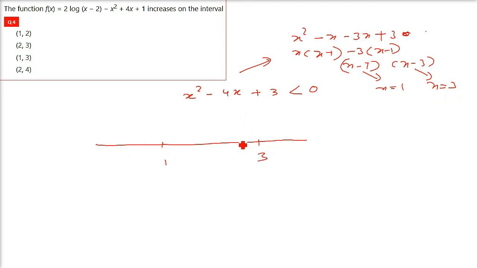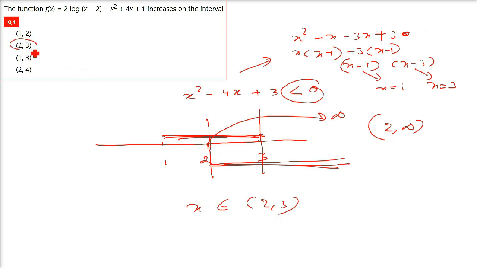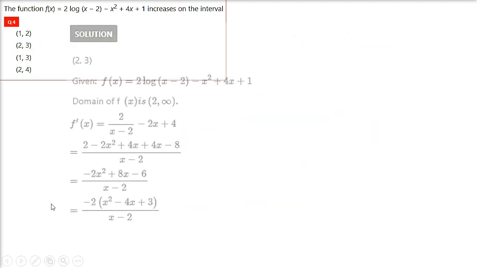To get it less than 0, I already explained in the beginning of the chapter what the final result is when factors multiplied are less than 0 or greater than 0. The first result came from the domain, log x minus 2, which is 2 to infinity. And here the answer is coming between 1 and 3. But the domain says it has to be greater than 2. So what is the common part? The common part is between 2 and 3. So x should belong to (2, 3), and that is the interval in which the whole thing will be increasing.